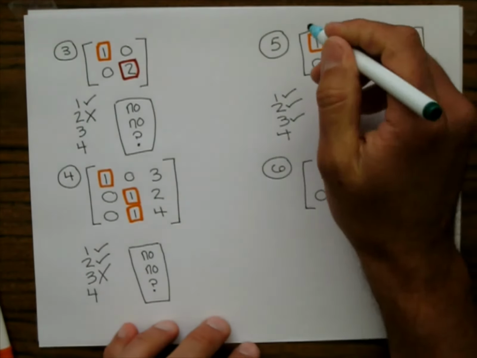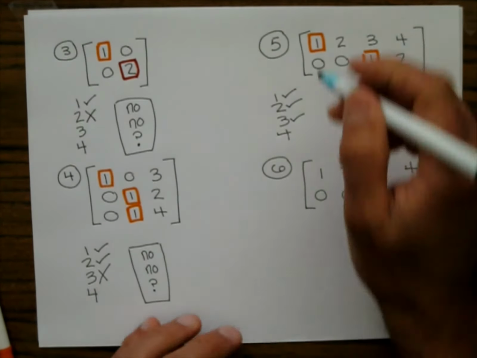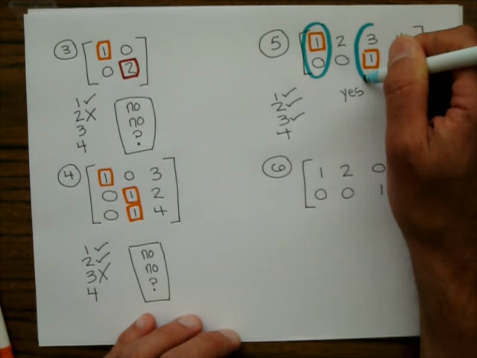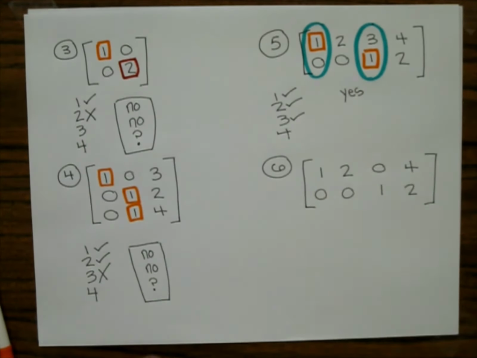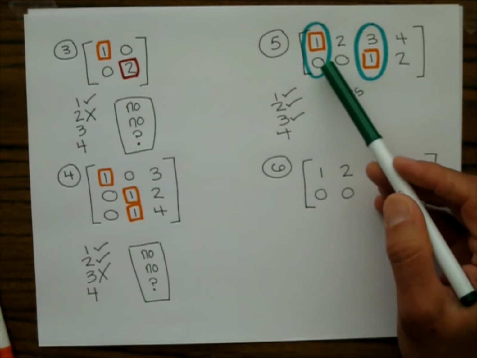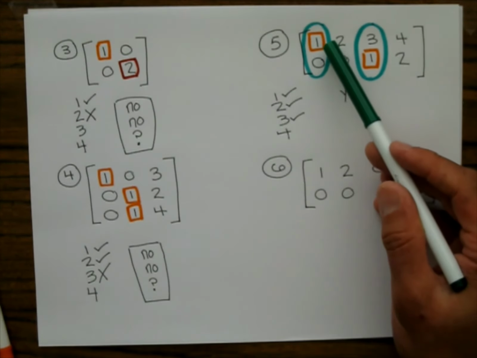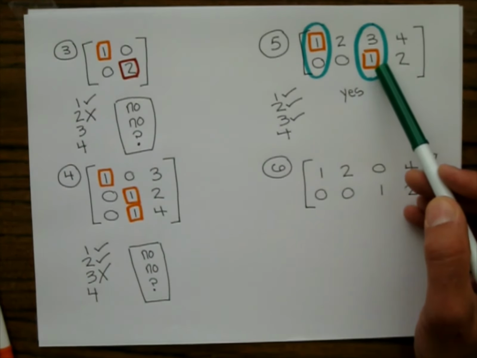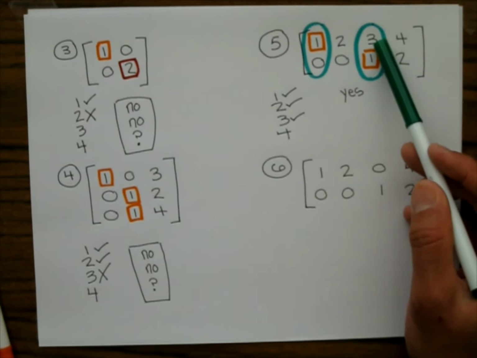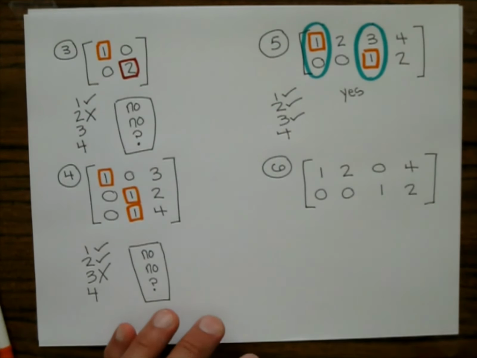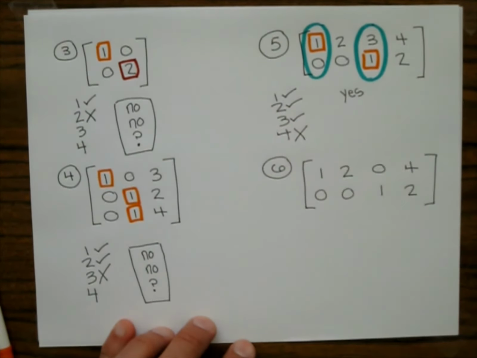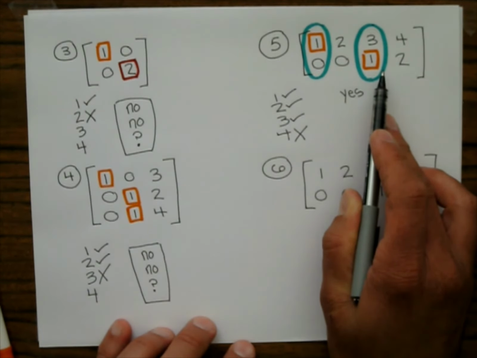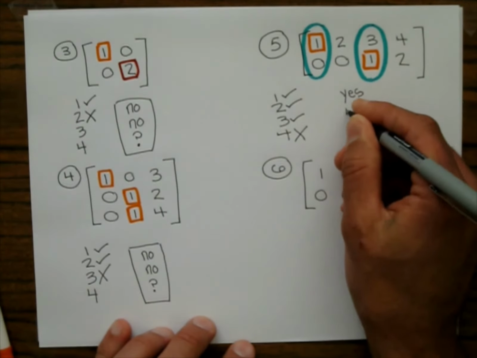So let's check out this column right here. I'm going to put a green circle around each of the columns that contain leading 1s. Each column that contains a leading 1 should have zeros everywhere else. There's a 0 there, so that first column's good. This column that contains this leading 1 should have a 0 here, but it doesn't. It has a 3 there, which means condition number 4 is not satisfied. So this matrix is not in reduced row echelon form, RREF, so we give that a no.